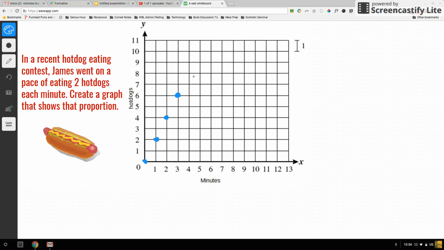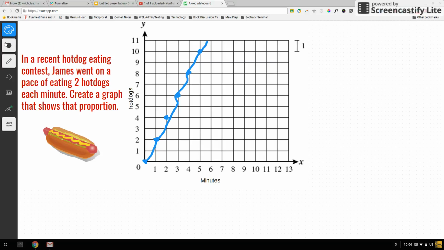At 4 minutes, he would add 2 more. He's eaten 2 every time. It would be 8 hot dogs eaten. And at 5 minutes, it would be 10 hot dogs eaten. If I go over 6 minutes, we're off. So our graph is now complete. I don't have a line tool on this, so it's not a very straight line, but you get the idea. It is going up by what's called a constant, which means it's going up by the same amount each time with that ratio.